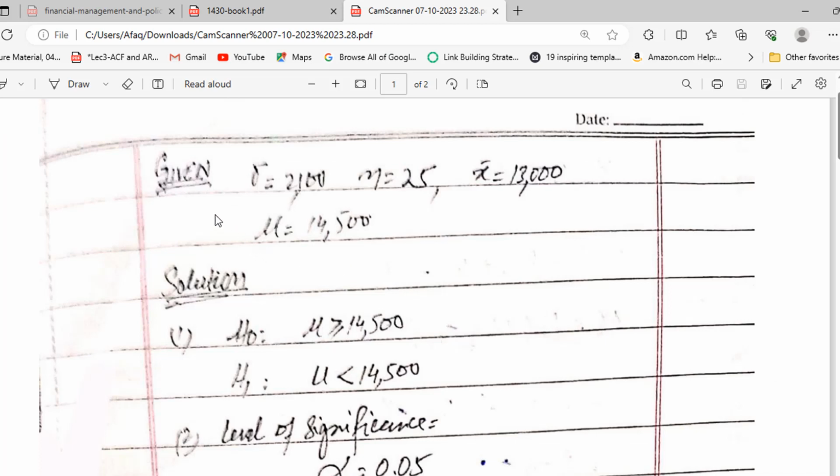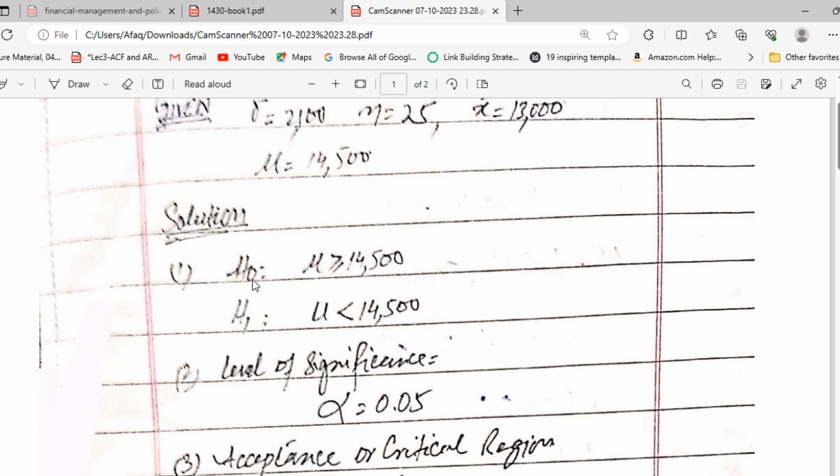Here is the solution. Here I gather all the given information in the question. Sigma is equal to 2100, n is equal to 25, the sample mean is equal to 13,000 hours, and mu, which is the population mean, is equal to 14,500 hours, which is the web press average life. So the solution starts from here by establishing the hypothesis.